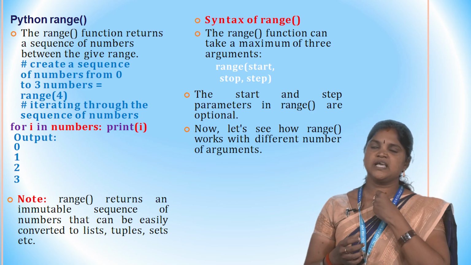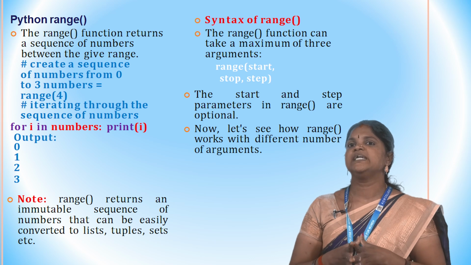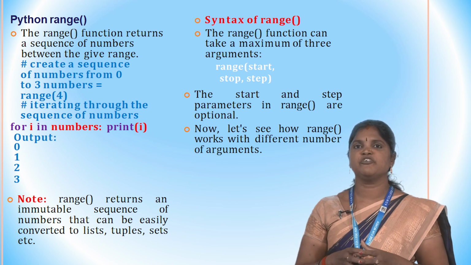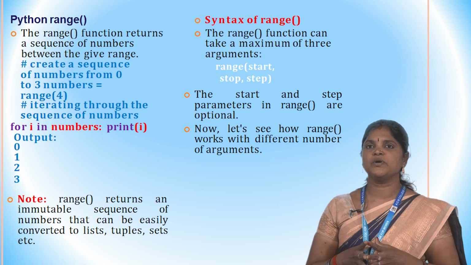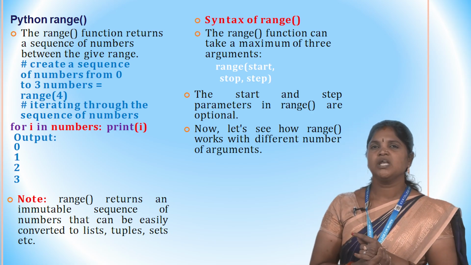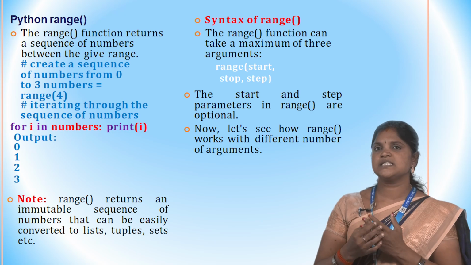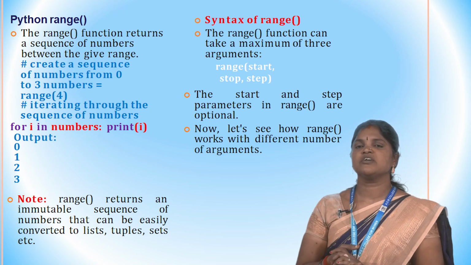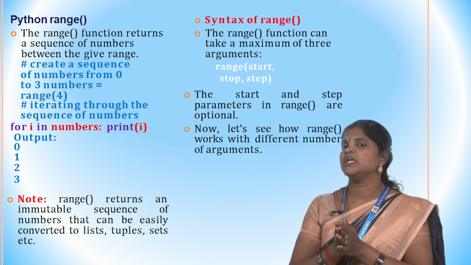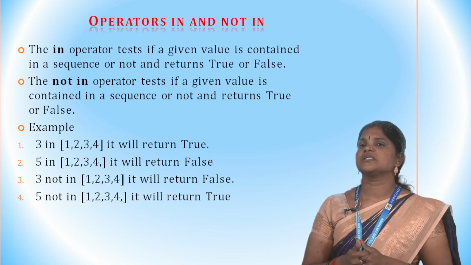Now let's see how range works with different numbers of arguments. Range with stop argument. If we pass a single argument to range, it means we are passing the stop argument. In this case, range returns a sequence of numbers starting from 0 up to the number, but not including the number.